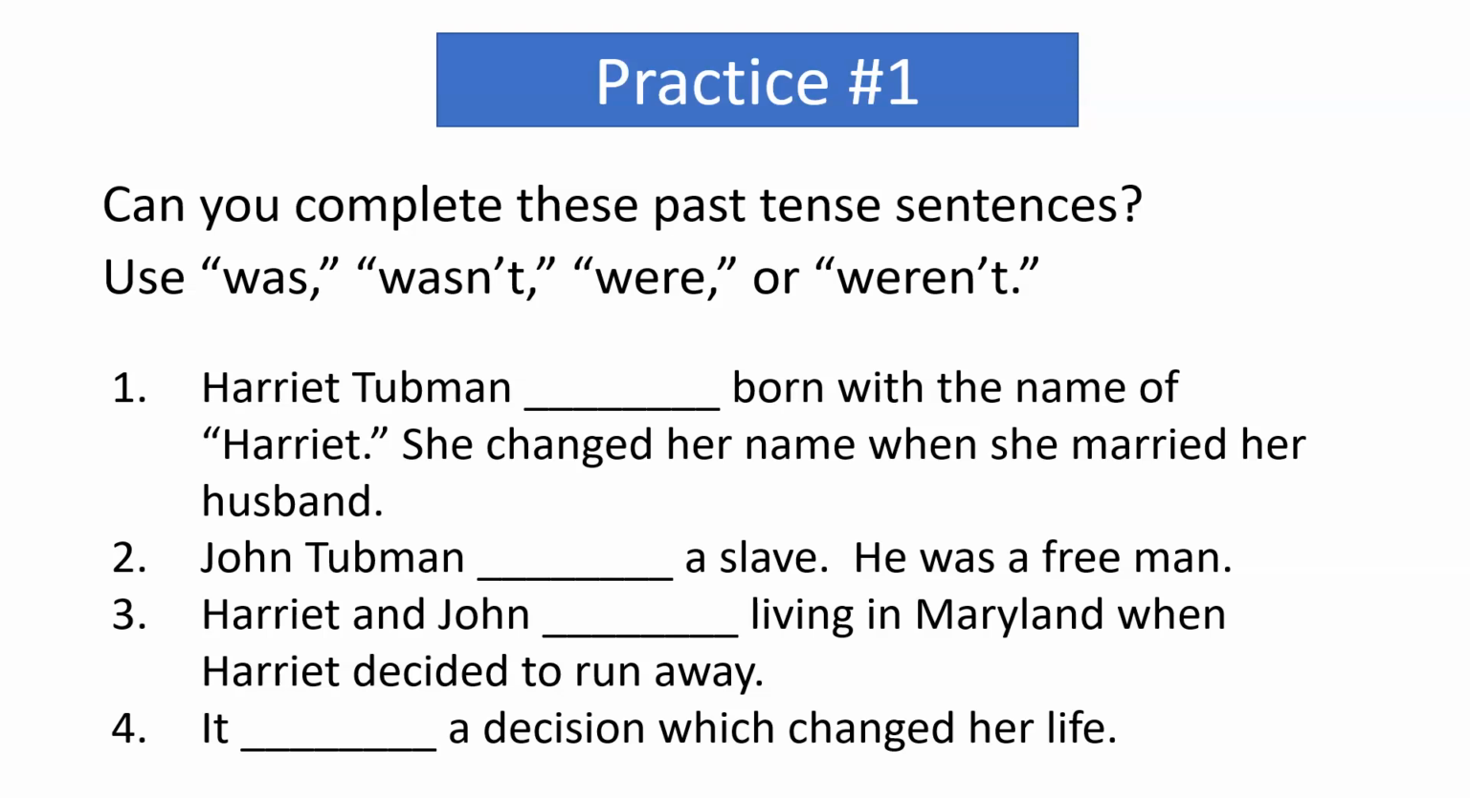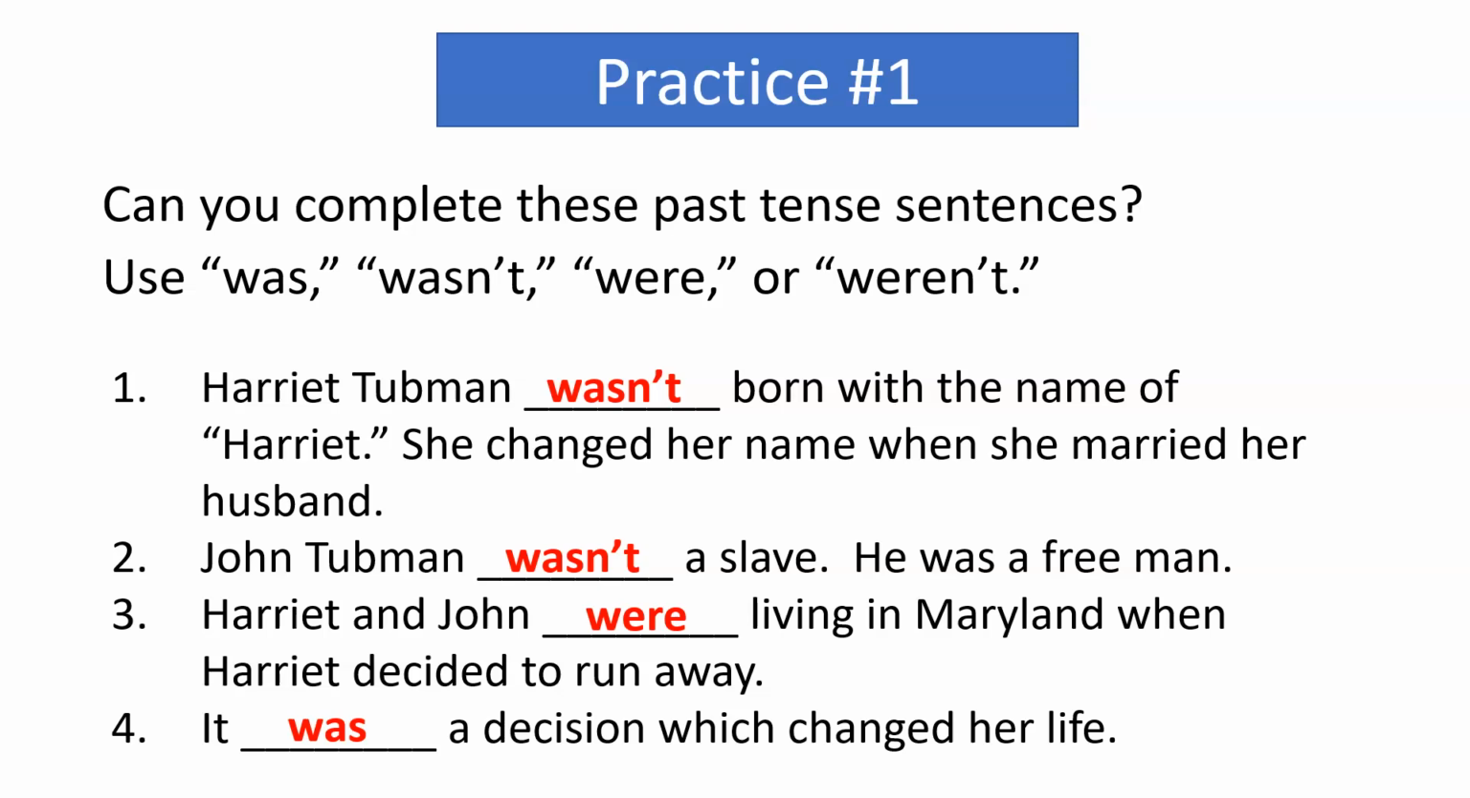Okay, did you write down your answers? I'm going to share my answers right now. Harriet Tubman wasn't born with the name of Harriet. She changed her name when she married her husband. John Tubman wasn't a slave. He was a free man. Harriet and John were living in Maryland when Harriet decided to run away. And number 4, it was a decision which changed her life.